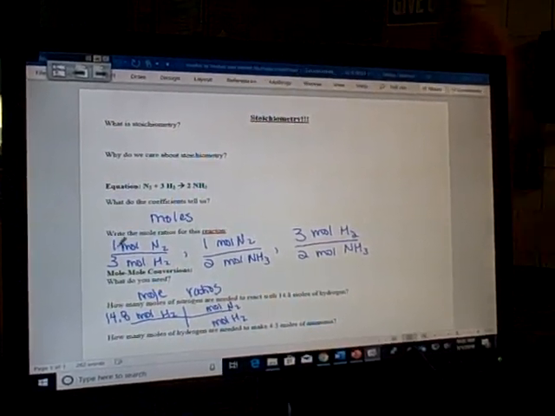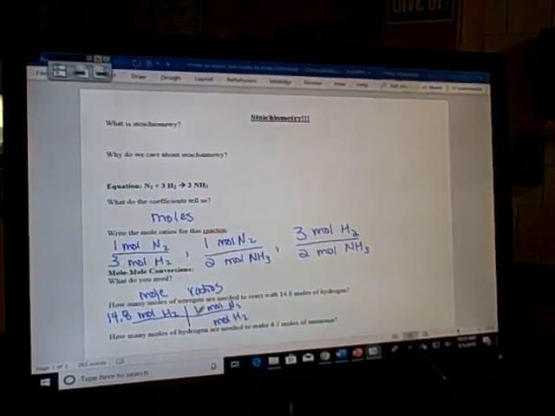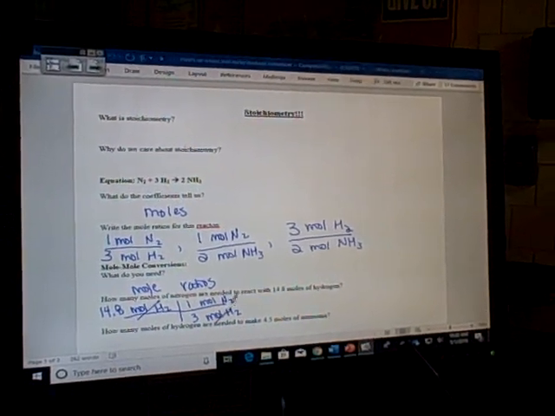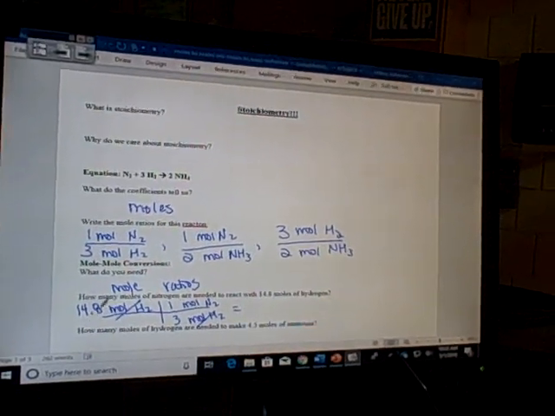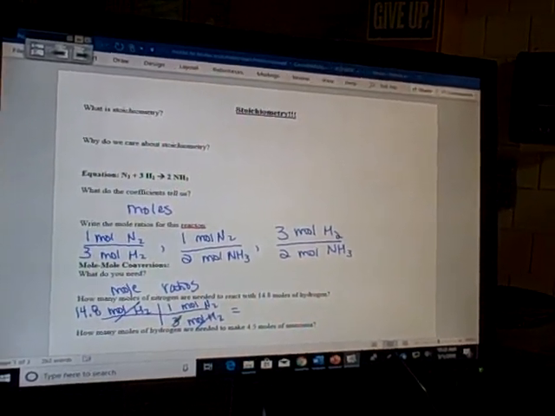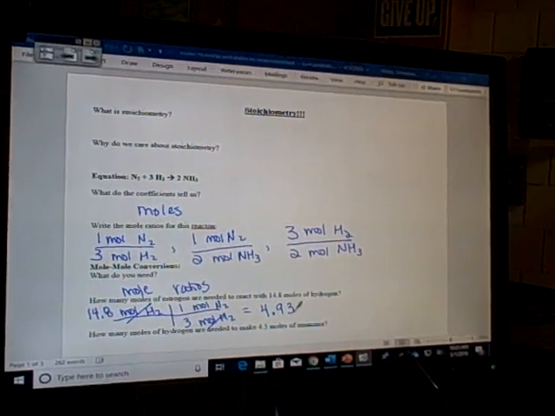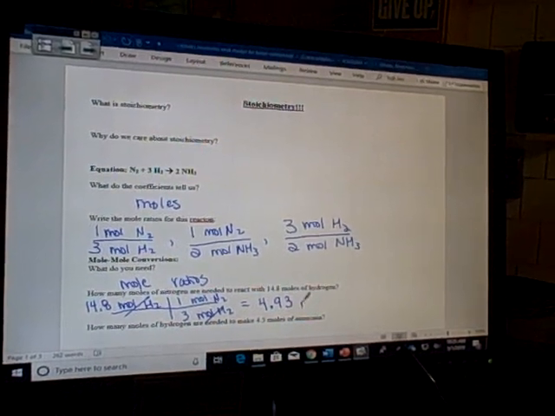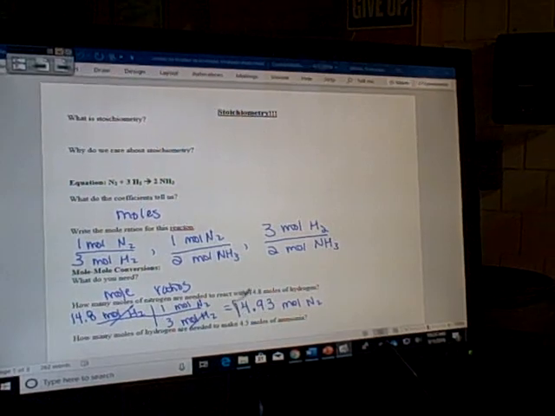So our ratio said for every 1 mole of nitrogen, we need 3 moles of hydrogen, okay? So we got rid of moles of hydrogen, we have moles of nitrogen, which is what we need, so we're going to solve, right? 14.8 divided by 3. And I got 4.93. We started with 3 sig figs, so I keep 3 sig figs, and then my units. Moles, and this is of nitrogen. So that's my final answer.